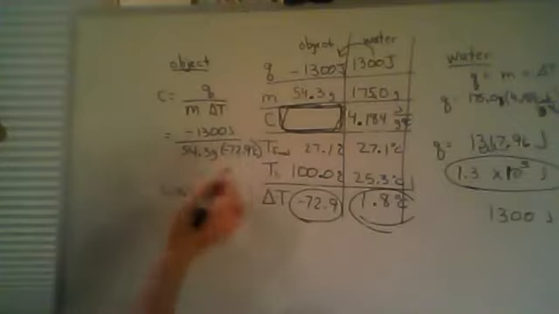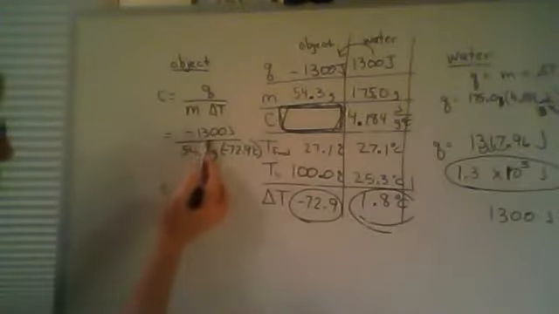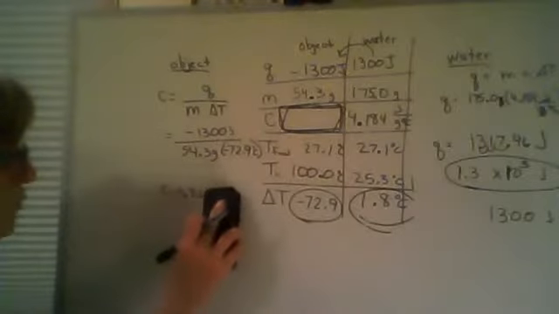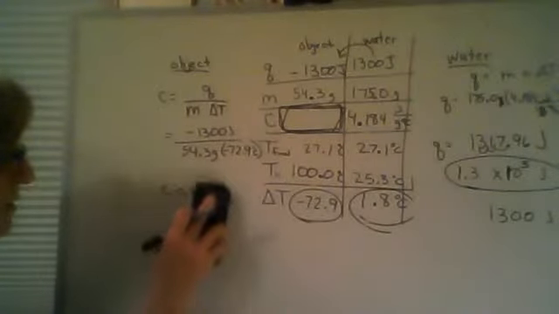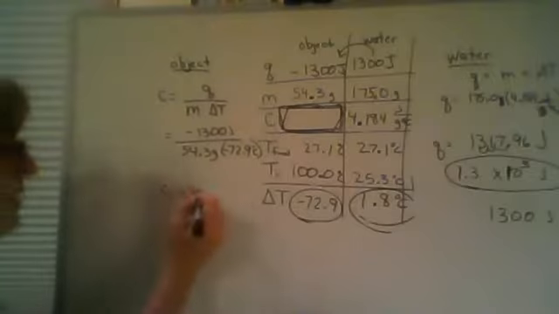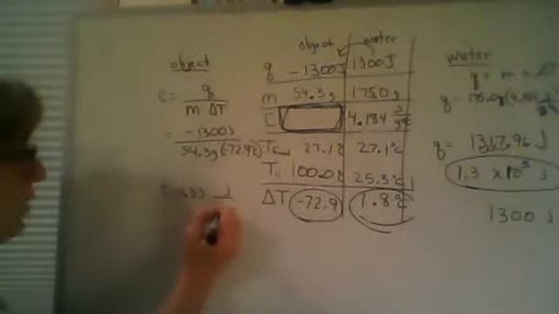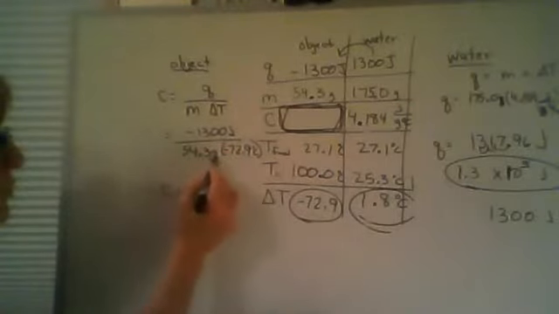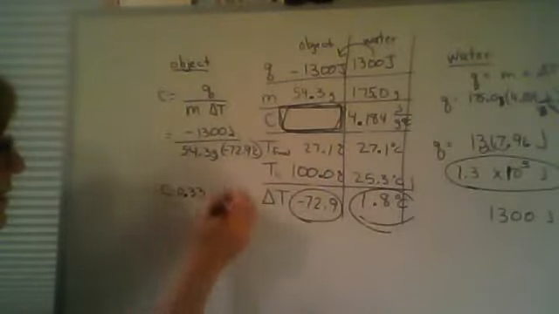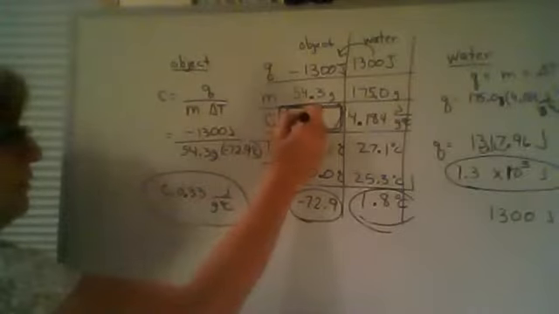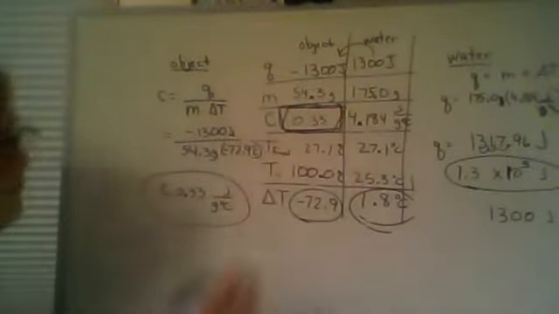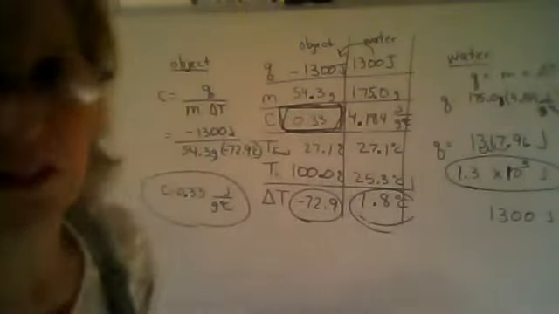Okay, and we count significant figures. We have 2 there, so we can only have 2. So you can drop the 8, or you can round it to 0.33 joules per gram degrees Celsius, because everything stays. There's joules, grams, degrees. And that's what goes right here. 0.33. And that's your answer.